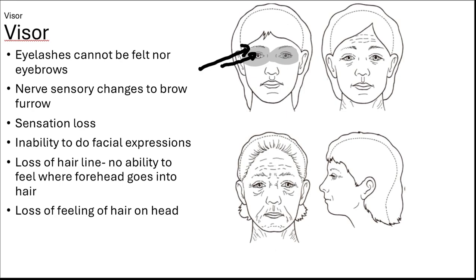You can touch your eyelashes and then sensory signals are sent from the lashes to the brain. But if you stop touching, your eyelashes cannot be felt, nor can this area of tissue. There are nerve sensory changes to the brow furrow, which is this area here, meaning an inability to do facial expressions, as well as sensation loss in the facial area.